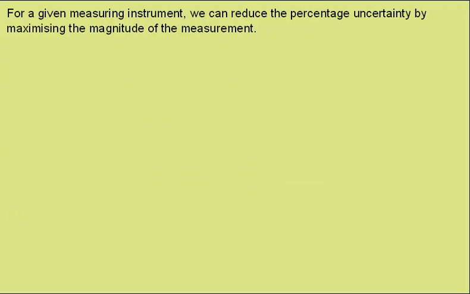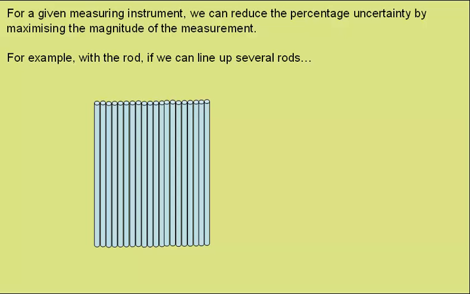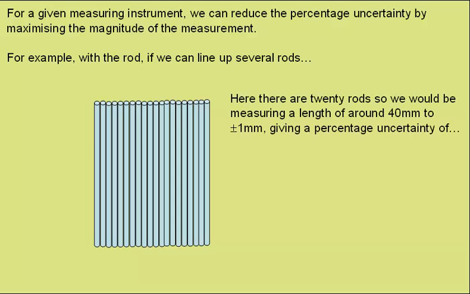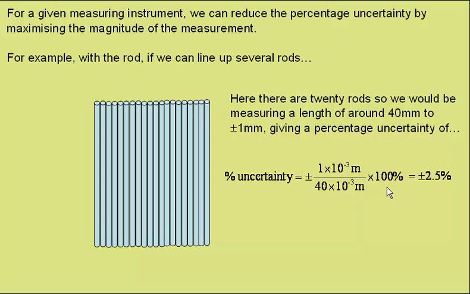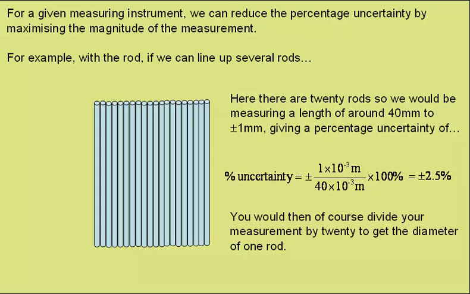For a given measuring instrument, we can reduce the percentage uncertainty by maximising the magnitude of the measurement we're making. For example, with the rod, if we can line up several rods, like this, here there are 20 rods, so we'd now be measuring a length of around 40 mm to plus or minus 1 mm again. This gives a percentage uncertainty of plus or minus 1 mm, now over 40 mm, multiplied by 100, just plus or minus 2.5%, a big improvement on the 50% we had previously. You would then of course divide your measurement by 20 to get the diameter of one rod.